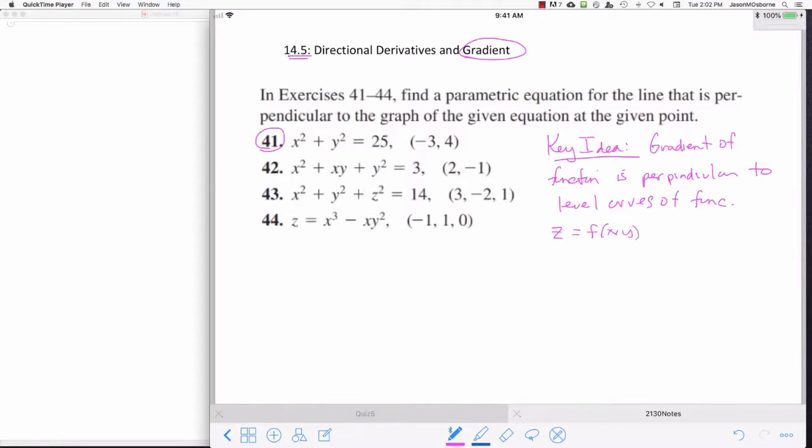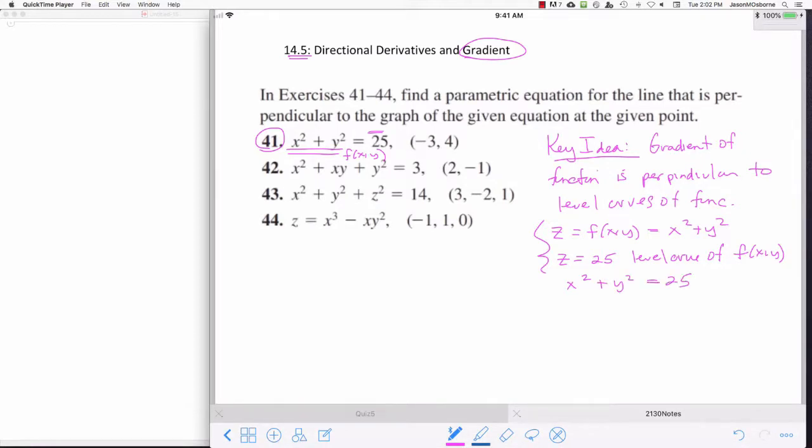in number 41. And that function is x squared plus y squared. We've got a function of two variables on this side. And then on the right side, we have a constant 25, so z is equal to 25. So if you put these two ideas together, we have the z equals 25 level curve of the function f of x, y equals x squared plus y squared, which is x squared plus y squared equals 25.